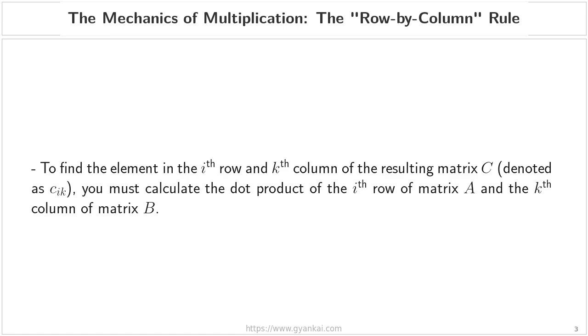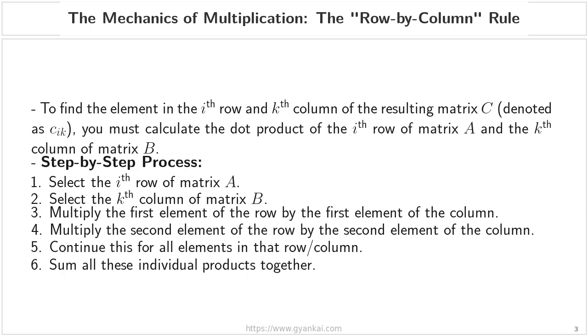The mechanics of multiplication, the row-by-column rule. To find a specific element in the resulting matrix C, which we denote as the element in the ith row and kth column, you must calculate the dot product of the ith row of the first matrix, A, and the kth column of the second matrix, B.